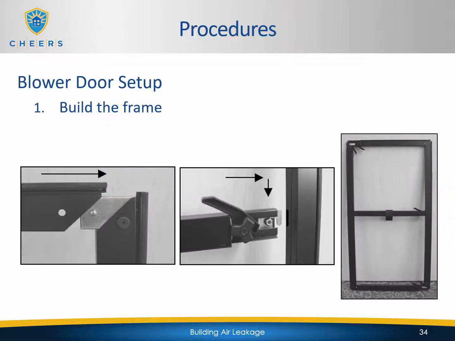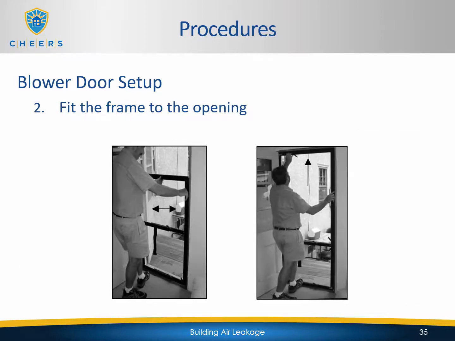So the first step is building the frame. You'll be doing this hands-on during the field training. The blower door is very easy to assemble. You're basically just snapping the corners together and putting it in one piece. You're going to fit that frame to the opening. The blower door itself has a series of cams and locks that allows you to adjust the height and width of it, and you're going to fit it to whatever door or window you're putting it on.